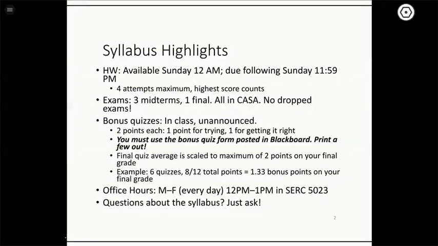If you get every single quiz question right, you get 2, and then it goes down from there. As an example, let's say we do 6 quizzes, and you got 8 out of the top 12 possible points on those quizzes, meaning some combination of showing up and getting questions right yielded you 8 points. If that's the case, then we would average that out to give you 1.33 bonus points on your final grade. So that's an example of how we calculate that.